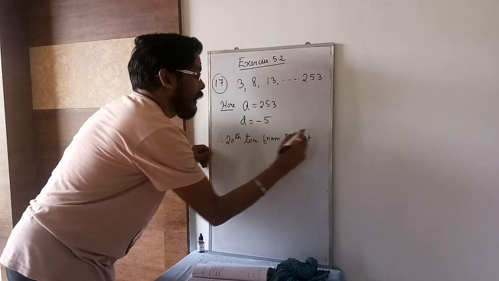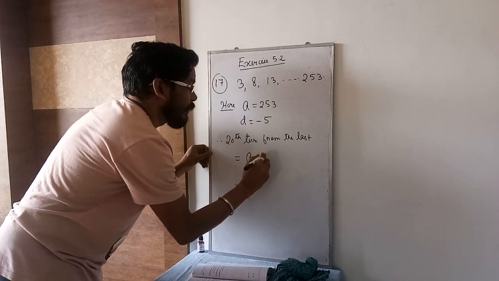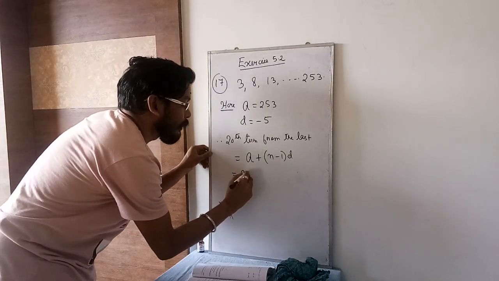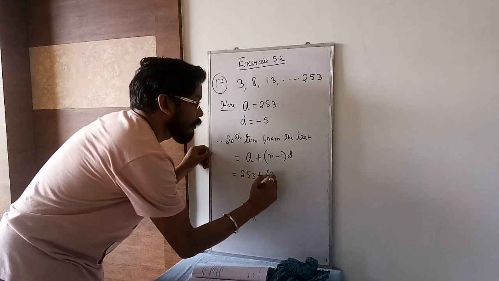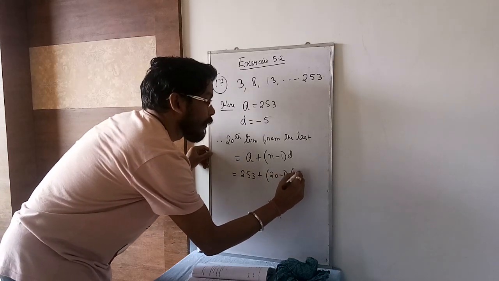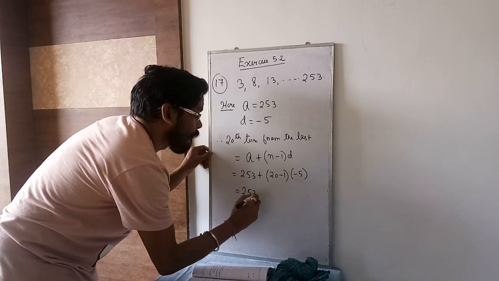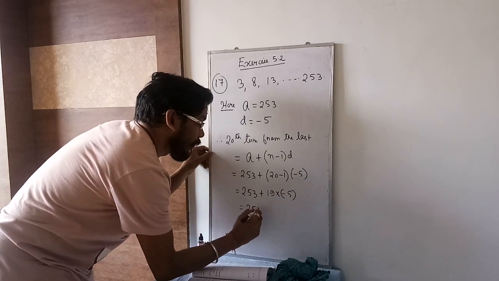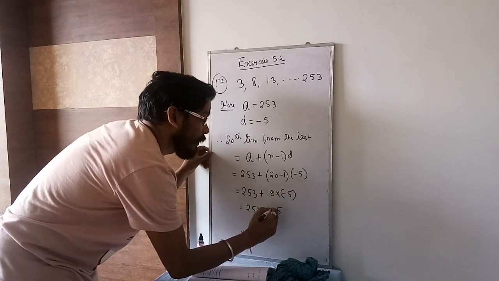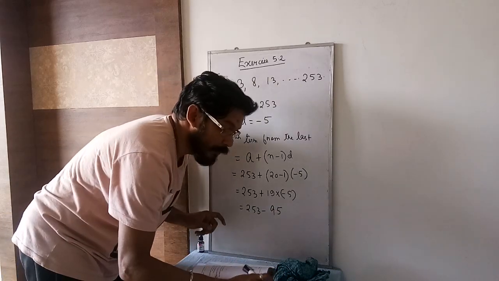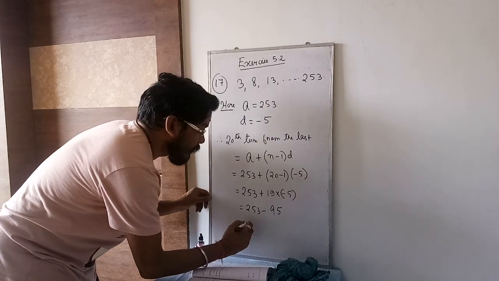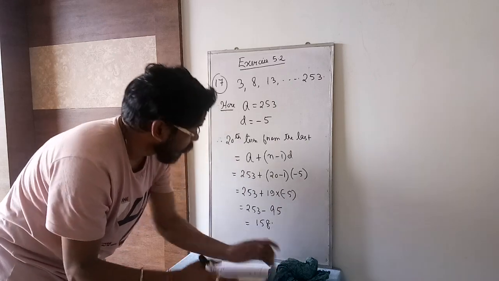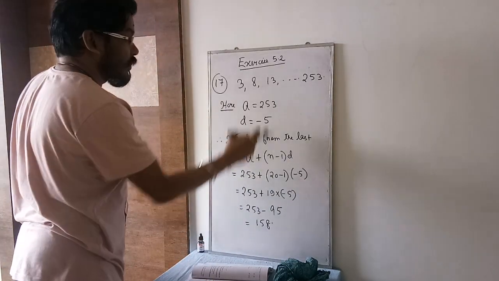20th term from the last equal to, the formula will remain the same, A plus n minus 1 into D. So your A is 253, you are finding the 20th term, so n is 20 and your D is minus 5. So it is 253 plus 19 into minus 5. So it is 253 minus 95, you will get 158. Okay, so this is the 20th term from the last. Take the screenshot.